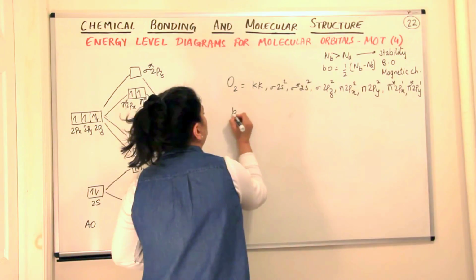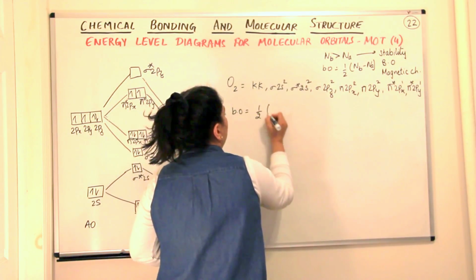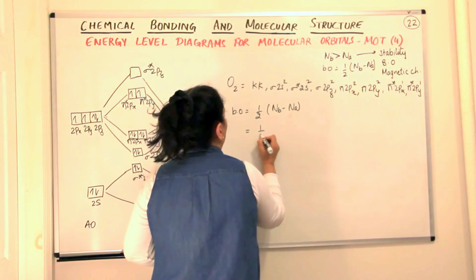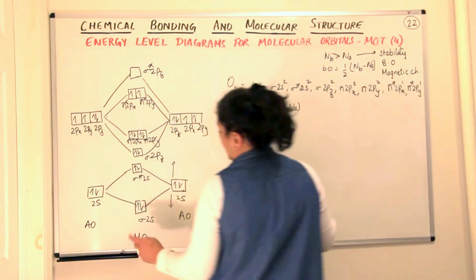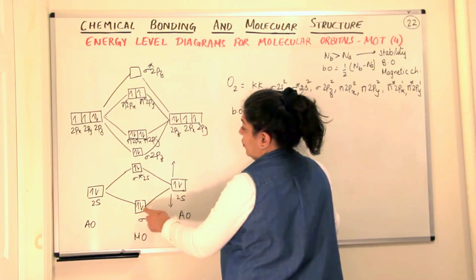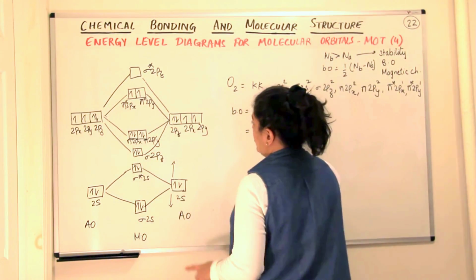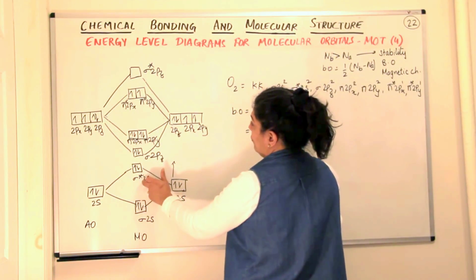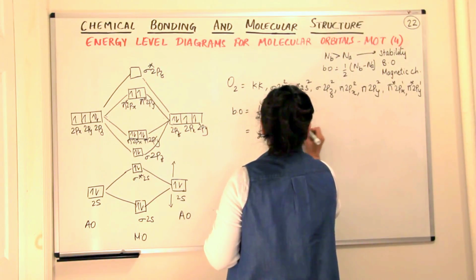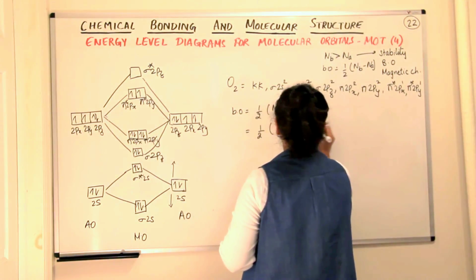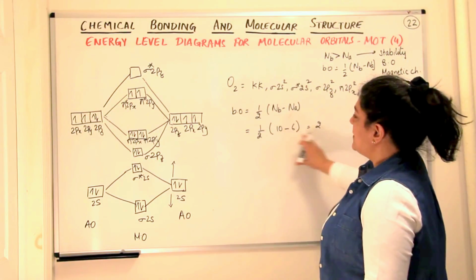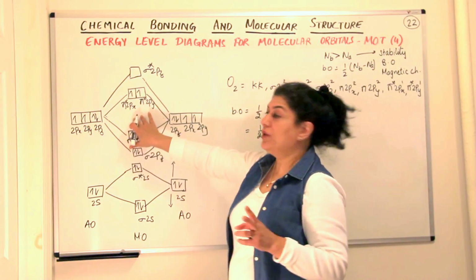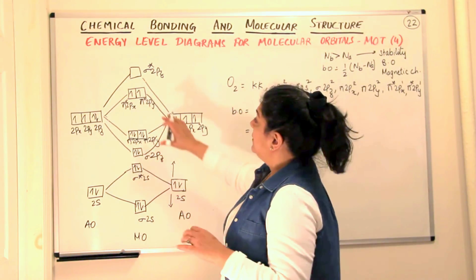Let's calculate the bond order. Bond order is half Nb minus Na. So this will be equal to half. What is the number of bonding electrons? 2, 4, 5, 6, 7, 8, 9, 10. So there are 10 electrons in bonding orbitals. And how many in antibonding? 2, 4, 5, 6. So 10 minus 6 is 4, and half of that will be equal to 2. A bond order of 2 means that there's a double bond between the two oxygens and the molecule is stable.